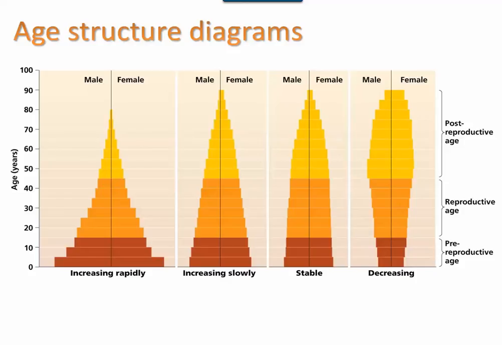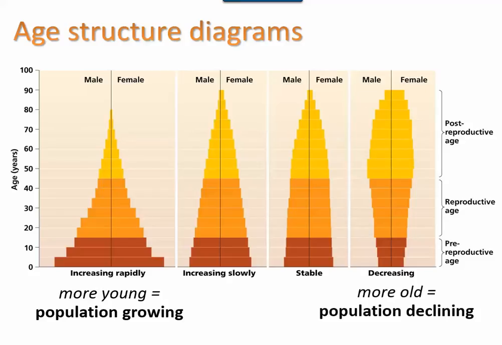So here's four classic shapes, and we'll do more with this. But this shape would indicate that the population is increasing rapidly because you have a lot of new babies born here. This would indicate increasing slowly, so it's not as extreme as the one before it. And this is stable because it's starting to look more like a column, so you have equal representation at each age bracket. And this would suggest a population that's decreasing in size because you have more old people and fewer young people. And so here's a summary. More young equals population growing. More old equals population declining.